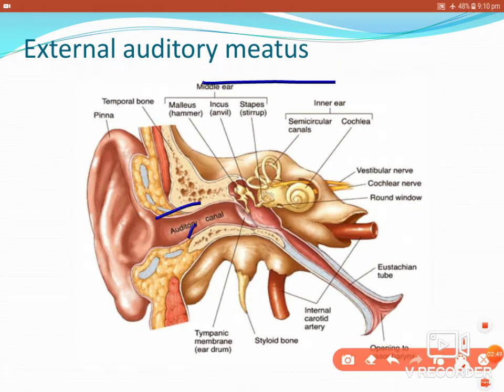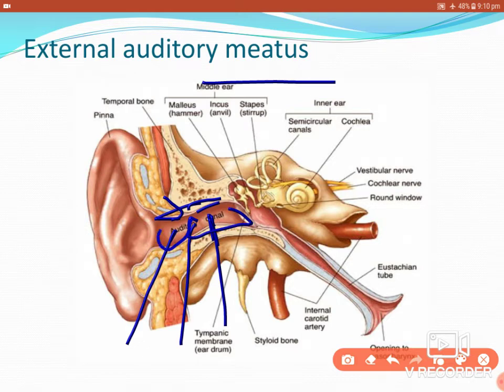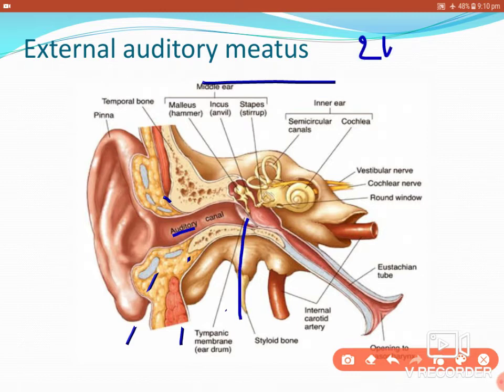Here you can see the auditory canal. It consists of two parts: the outer one third, which is the cartilaginous part, and the inner two thirds, which is the bony part of the canal. Then medially you can see the tympanic membrane. The length of this auditory canal is 24 millimeters. The cartilaginous part is 8 mm in length, and the bony part is 16 mm.